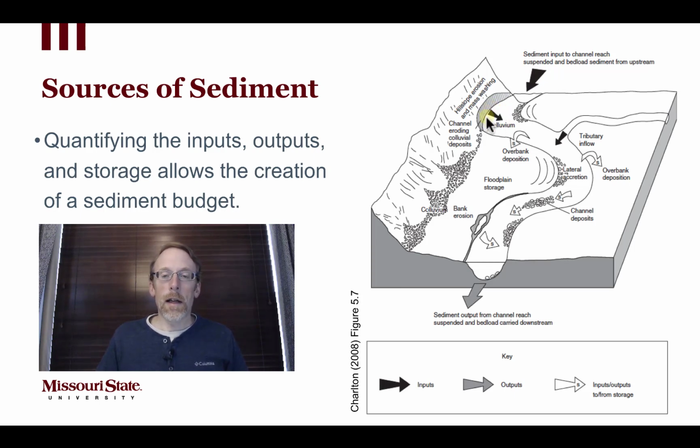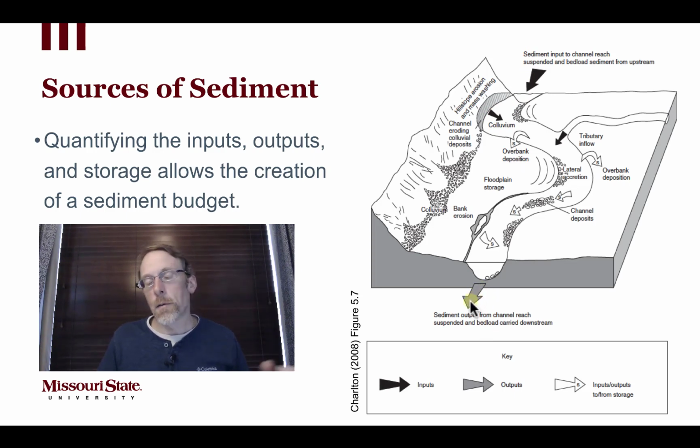We can erode the hillsides adjacent to the stream. We can erode the floodplain in the stream, maybe erode a bank here and cause that sediment to be transported downstream. And then some portion of this sediment that comes in or is derived from within the reach gets exported, and that's the lighter gray arrow here. So we have both inputs, the black arrows, and outputs are gray arrows.